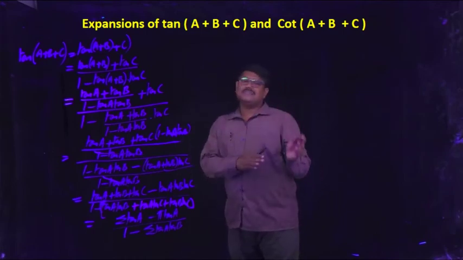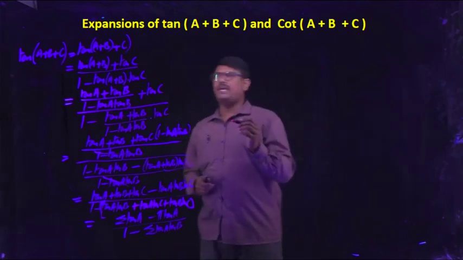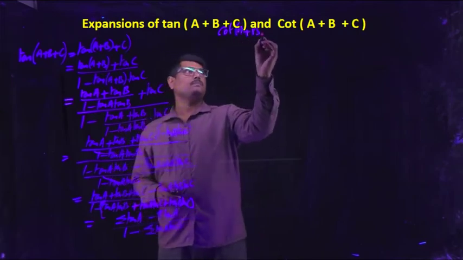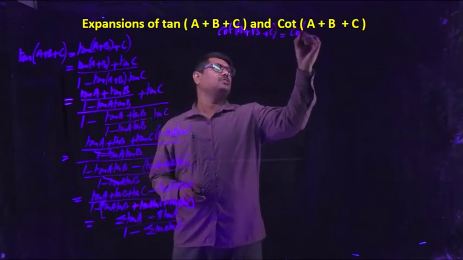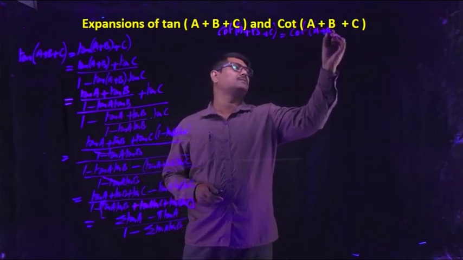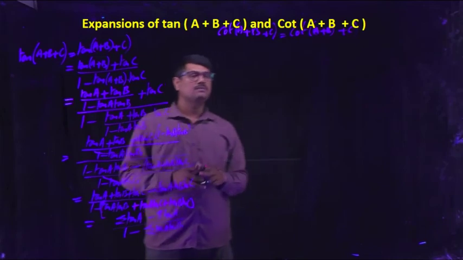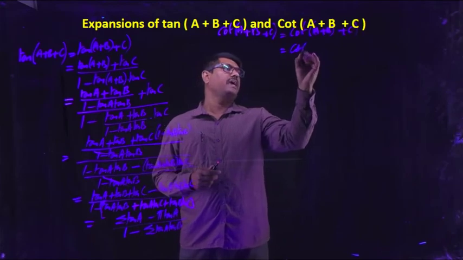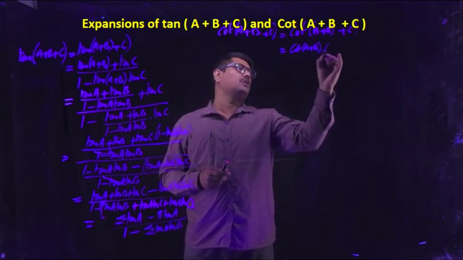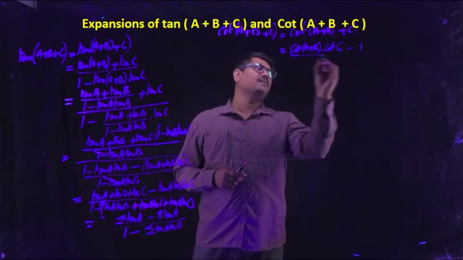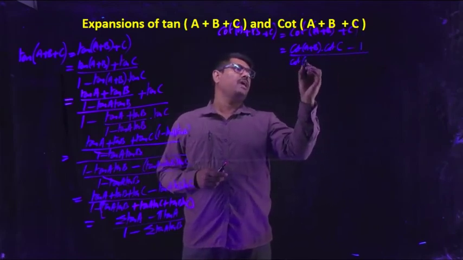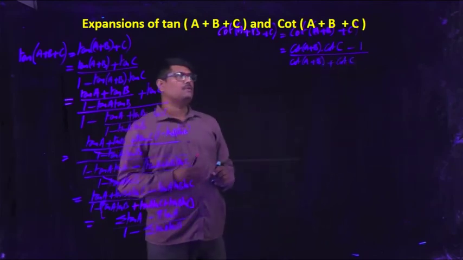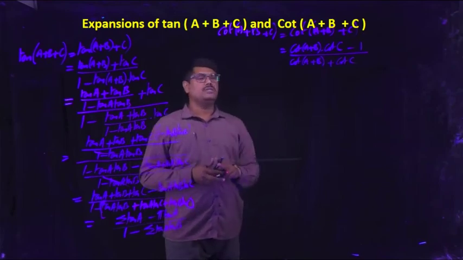If you consider the same manner, you can do cot of A plus B plus C also. So, the expansion of cot of A plus B plus C. Now make it as two parts, A plus B as one part and C as the second part. Now use the formula. What is cot of A plus B? Cot A plus B is cot A cot B minus 1 by cot A plus cot B. So cot of A plus B plus C is cot of A plus B, cot C minus 1 by cot A plus B plus cot C. So treating A plus B as one part and C as another part, you have that step.